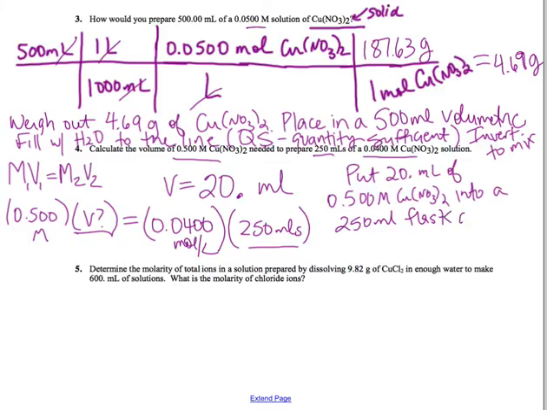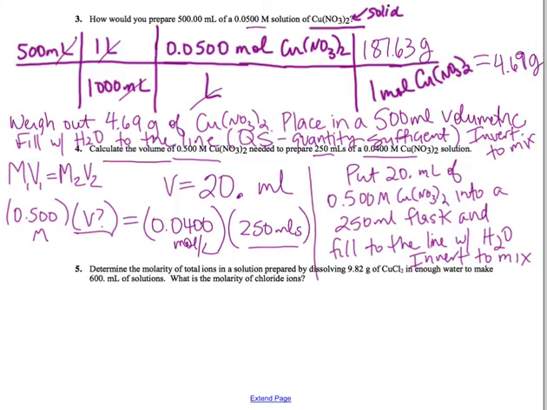And then what do I do? Fill to the line with water. And then what do we do to mix it? Invert to mix. So that's the level of detail you guys have to have on your problems when I'm asking you how to make something. If I just want to know an amount, I would say how much would be required. This problem actually could have ended here because I said calculate the volume and that's all I said. But if I ask you how to make it, you would have to say the rest, okay?